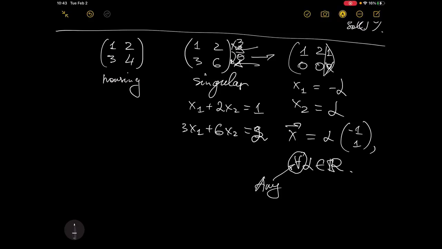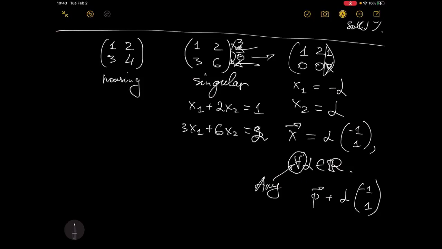So as a result, I know that if I have a singular matrix, then either my system is inconsistent and I cannot find any particular solution, or my system has infinitely many solutions. Why? Because it will be a particular solution plus any solution of the homogeneous system of linear equations with the same coefficients matrix.